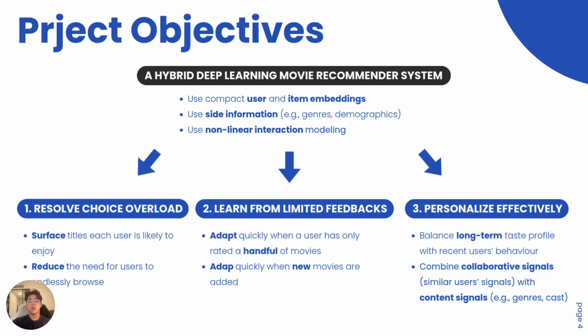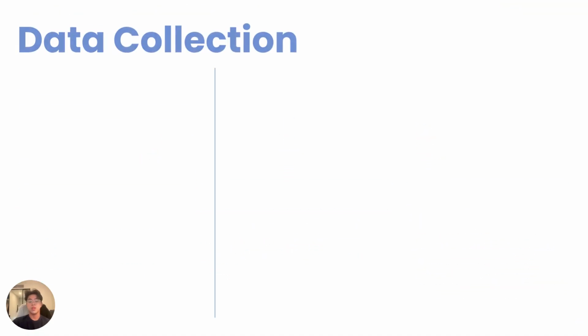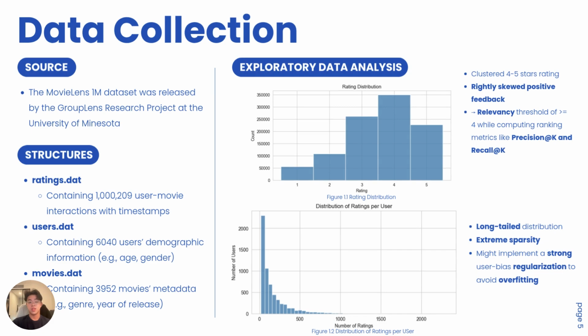We also want the model to learn from limited feedback so it will adapt quickly when a user has only rated a handful of movies, and also adapt quickly when a new movie is added. Lastly, we want the model to personalize effectively, balancing long-term taste profile with recent user behavior, and to combine collaborative signals, which are our similar-user signals, with content signals like genre and cast. So now let's move on to data collection.